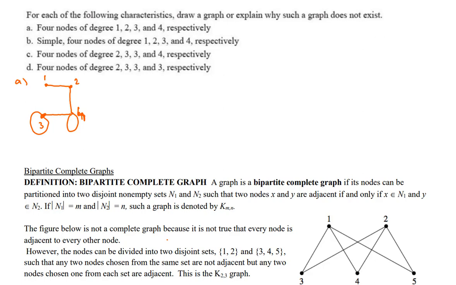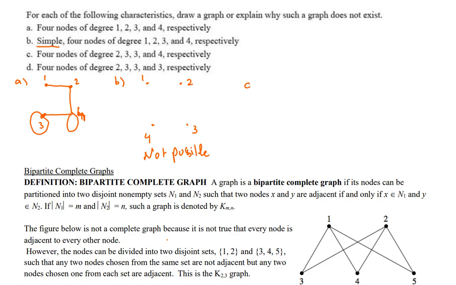And so for B, what we want is a simple graph. That means no loops, no parallel lines, no parallel arcs. 4 nodes with degree 1, 2, 3, 4 respectively. So let's draw again 1, 2, 3, 4 nodes. We don't want any loop or parallel line, and the rest is the same as before. As you see, this will be impossible. If you try, it's not possible.